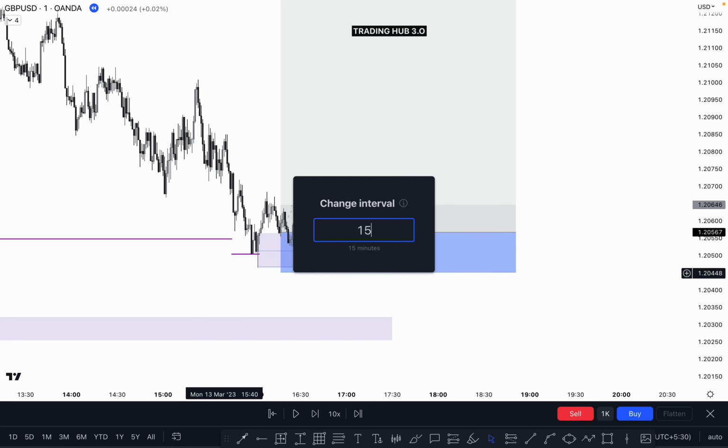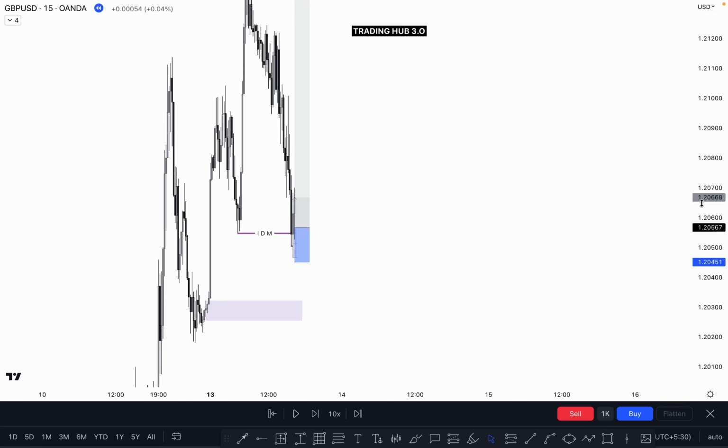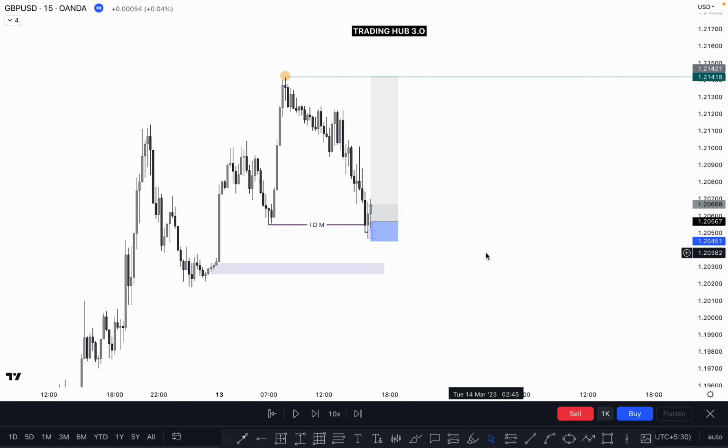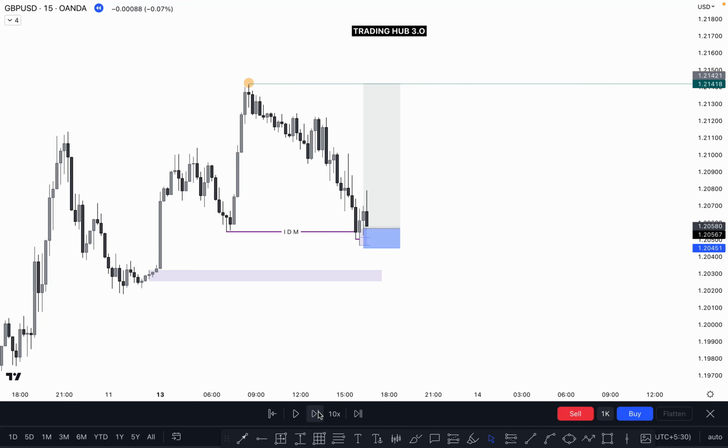Now let's switch to 15 minute again to see exactly what is happening here and what we can expect. So this is our first entry here, targeting the previous high, and let's see what happened next.